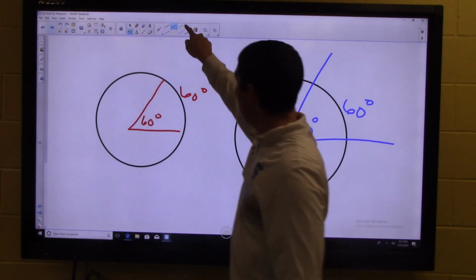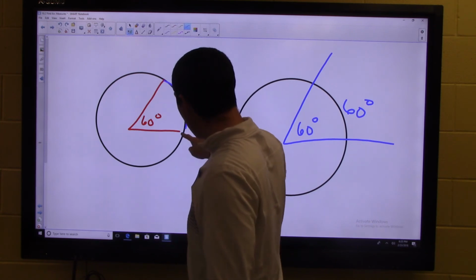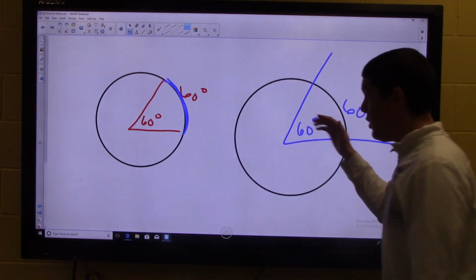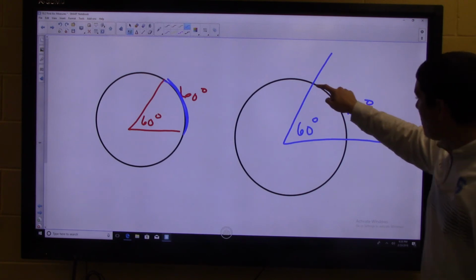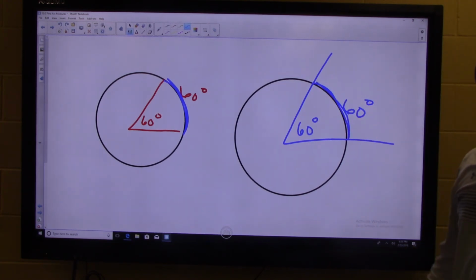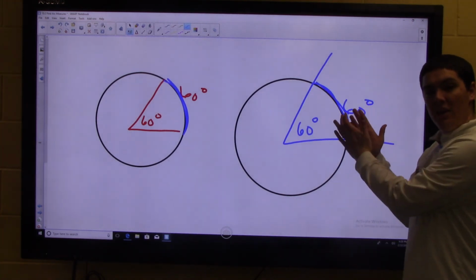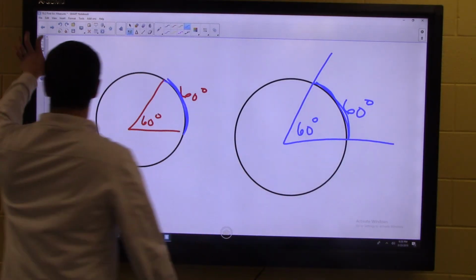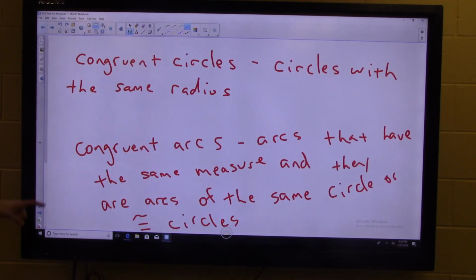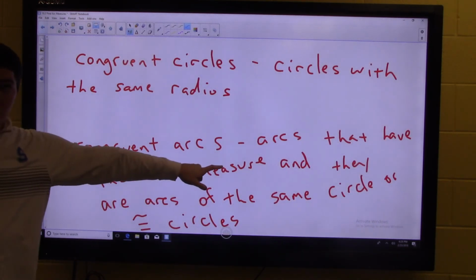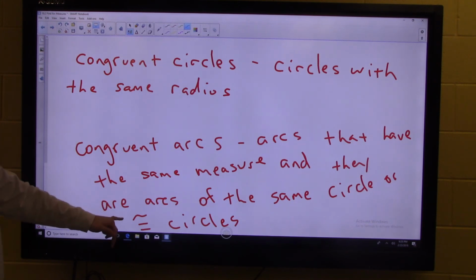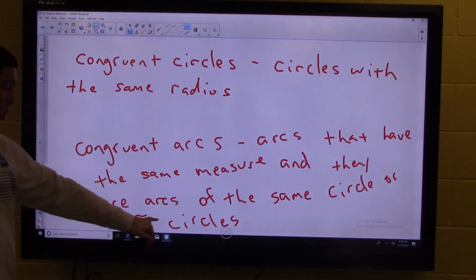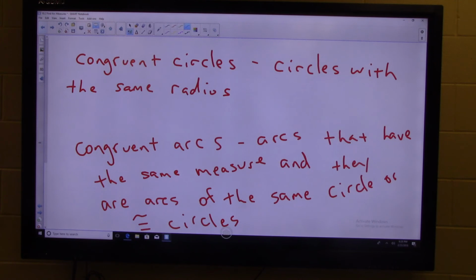Okay? So let me make sure I'm clear on that. I know their measures are equal, but the arcs themselves are not congruent because this arc's length is going to be longer than this one's. So that's why the definition applies here. They have the same measure, but they were not congruent because they weren't of the same circle or congruent circles. Okay? So hopefully that's clear. That's about all this section deals with.